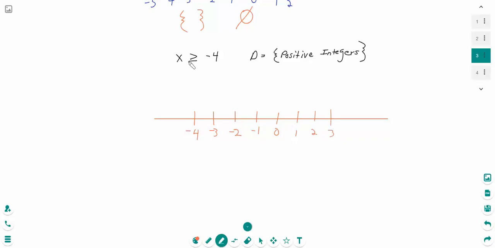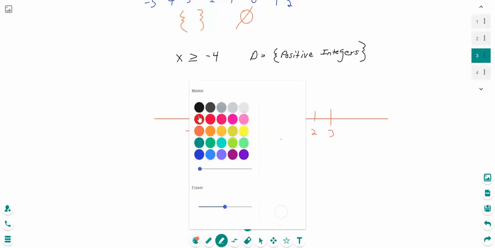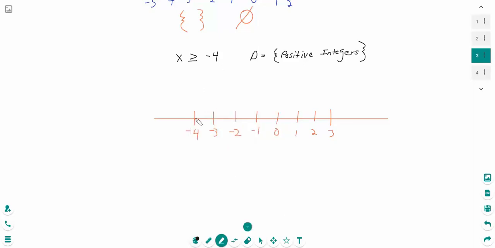All right, so we have x is greater than or equal to -4. So let's find the -4, and that sits right here. Now, before I draw my solid circle on there, because it does say that x could be equal to -4, I need to check my domain. What's my domain? Positive integers. So is this -4 a positive integer? No, it's not. So that's not going to work.